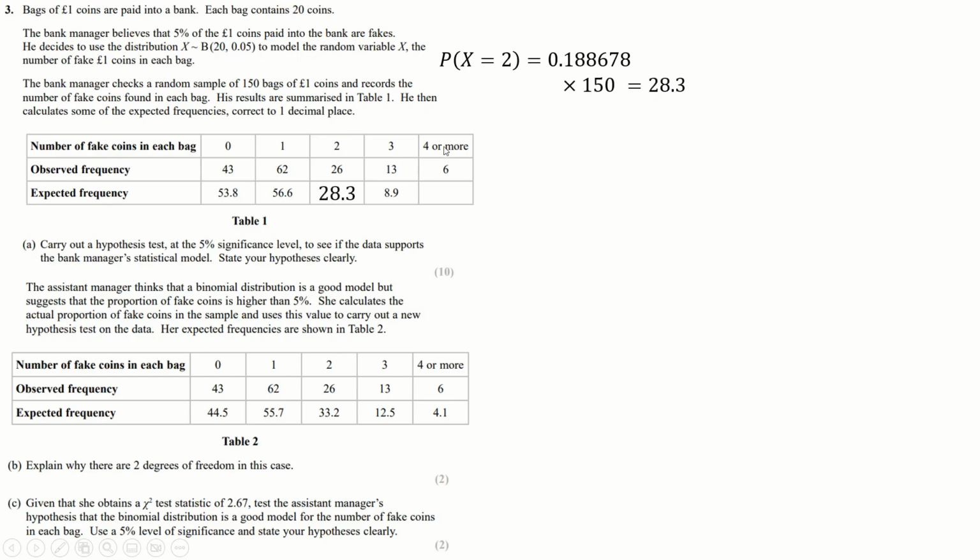And likewise, for 4 or more, you could do probability of x greater than or equal to 4, or you could just notice that you just want to do 150, take away all of these to find this, because these need to add up to 150, and we end up with that.